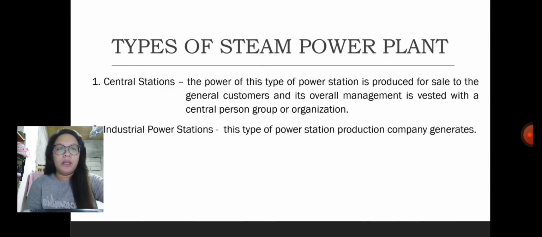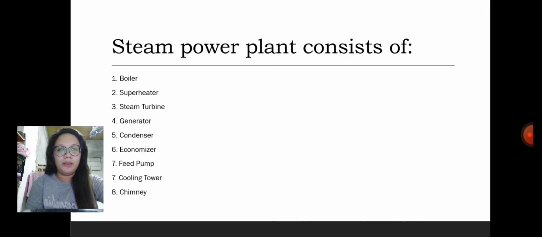Two types of steam power plant. Number 1. Central stations. The power of this type of power station is produced for sale to the general customers, and its overall management is vested with a central person, group, or organization. Number 2. Industrial power stations. This type of power station is what a production company generates.